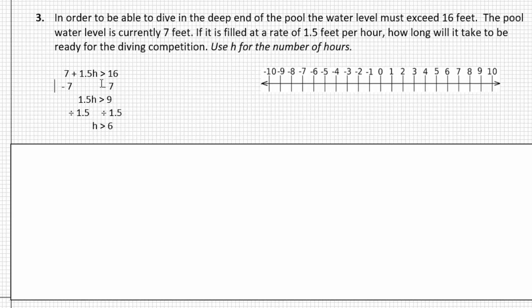How'd you do? Well, following the steps that we've been using to solve inequalities, we should have gotten the answer h is greater than 6. So it'll take more than 6 hours to fill the pool and have it ready for the competition. If you didn't get h is greater than 6, please check back over your work and compare to mine. Graphed on the number line, we'd have an open circle at 6 since h is greater than but not equal to, and shade everything to the right. On to our fourth and final problem.